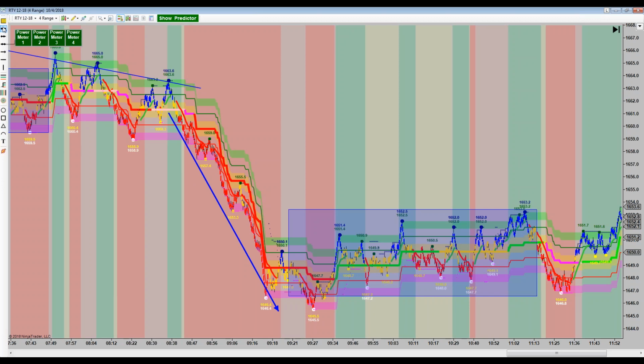It's about as sideways as it gets, isn't it? Let me help you out. Here was your resistance level, and here was your support level. This is the very definition of range-bound trading right here. Okay. There you go. Okay, good.